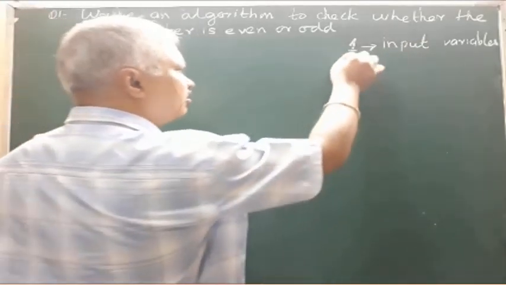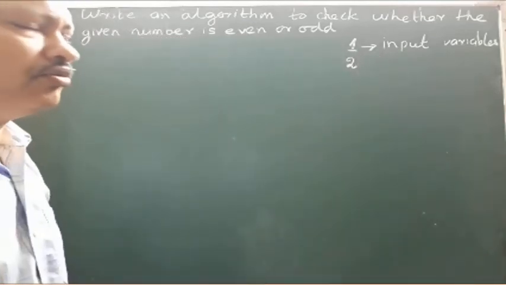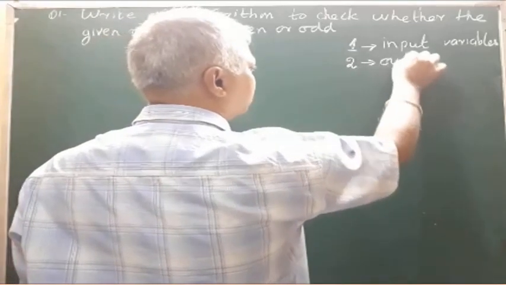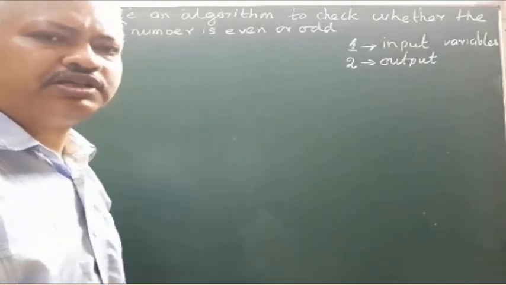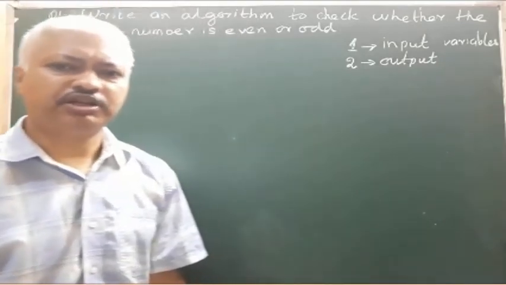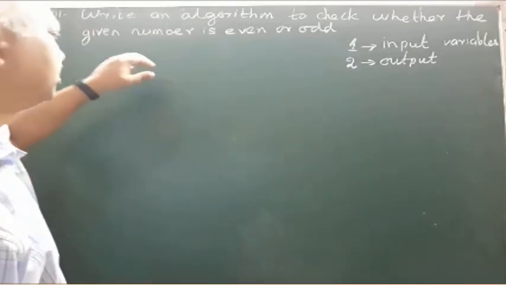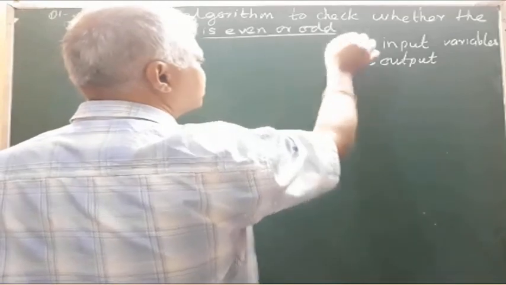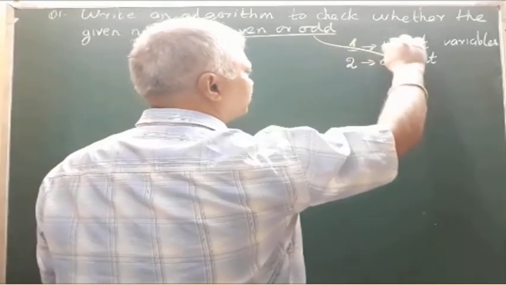After that, we'll think of what the output is. Sometimes the output will be simply a statement, whereas sometimes it may be a variable which you have to display. In this case, we have to display whether the given number is even or odd. So this is the output.